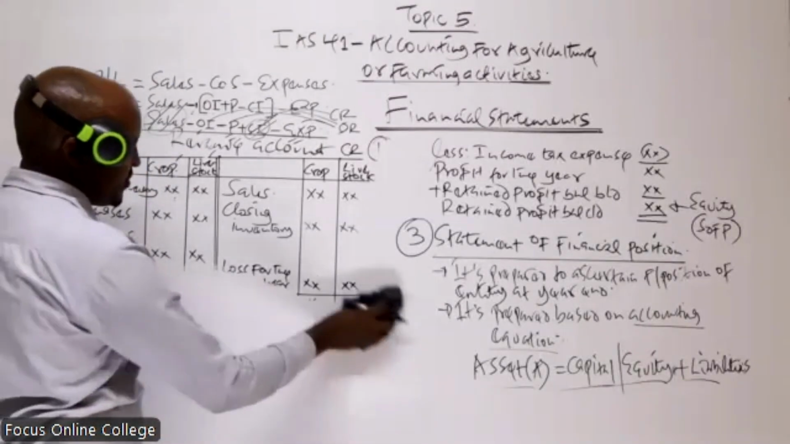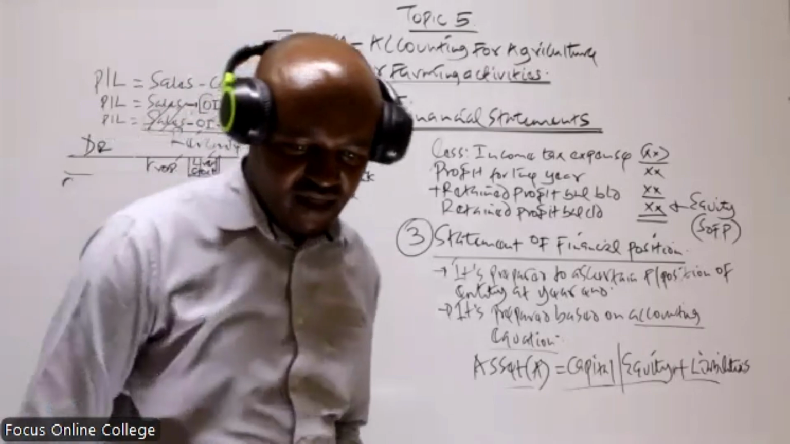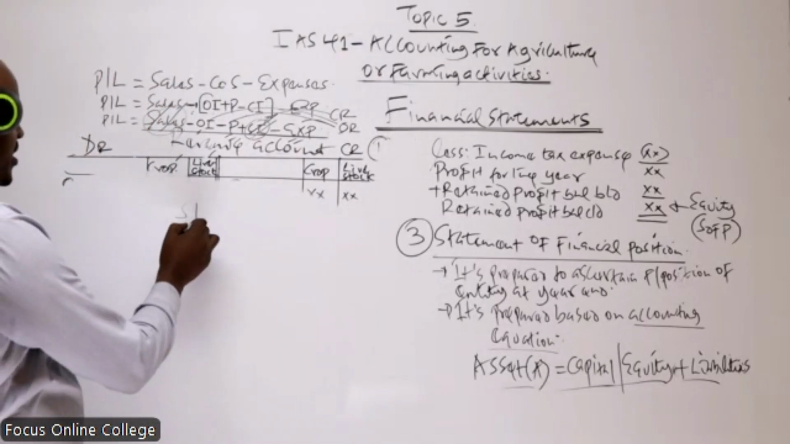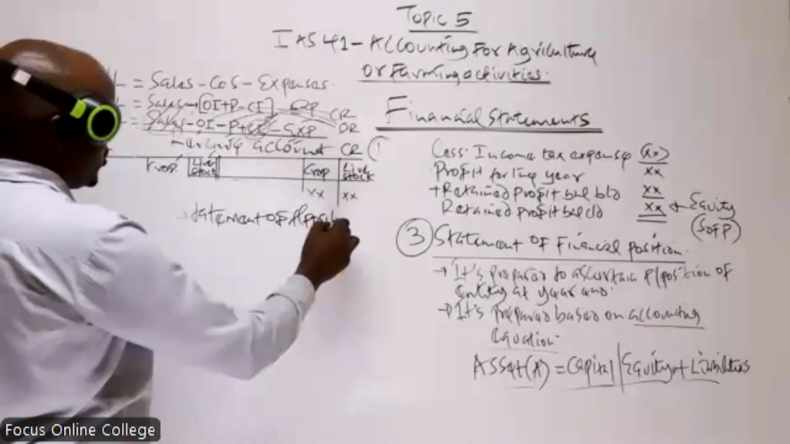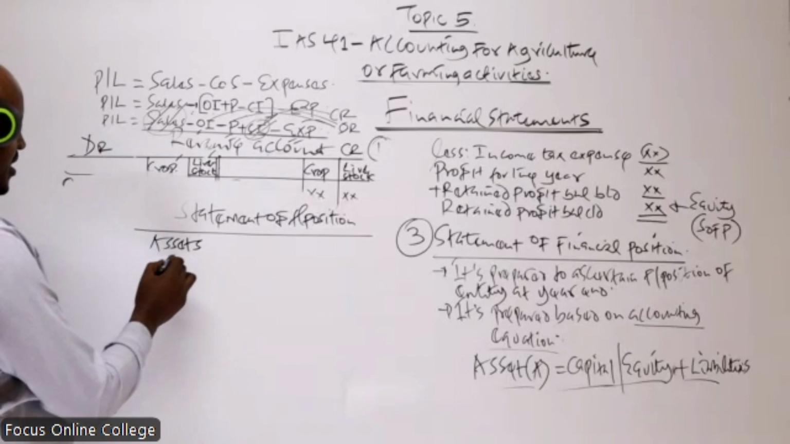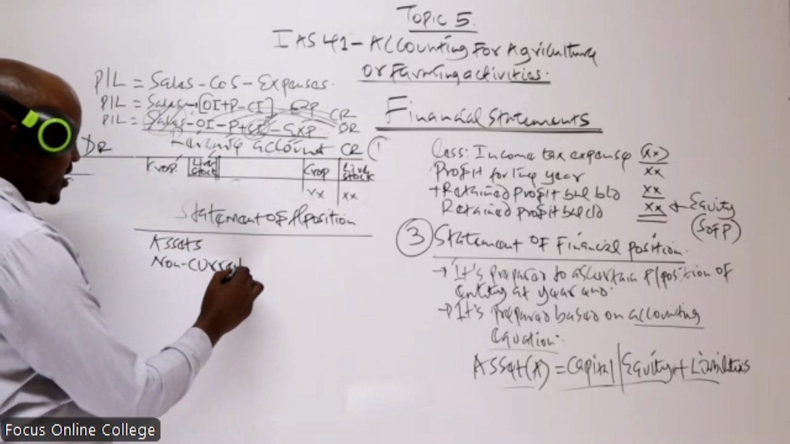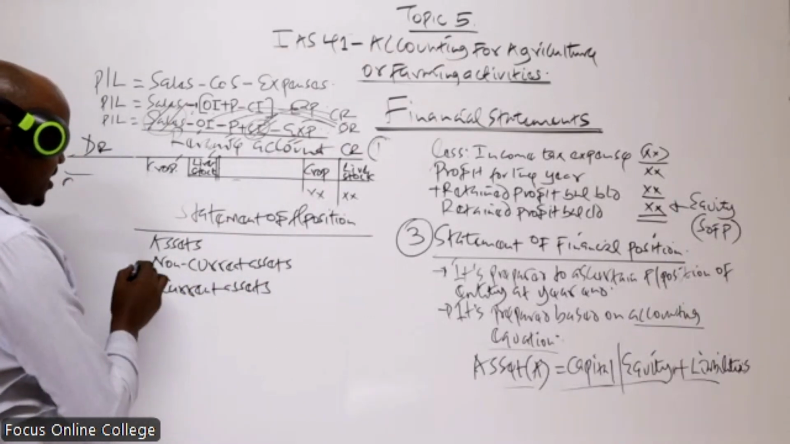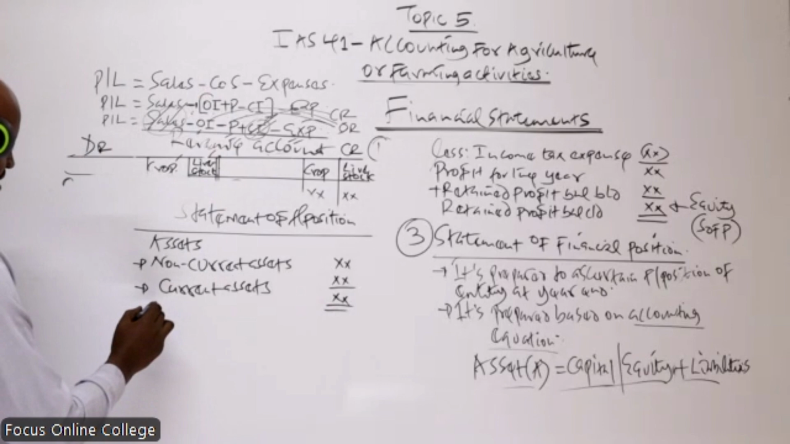We take assets, which we classify into two: non-current assets and current assets. We get the total, and then we record equity. Equity comprises share capital and reserves, and then we record the liabilities. So in preparation of the statement of financial position, we start by recording assets, which we classify into non-current and current assets, and then we get the total assets.